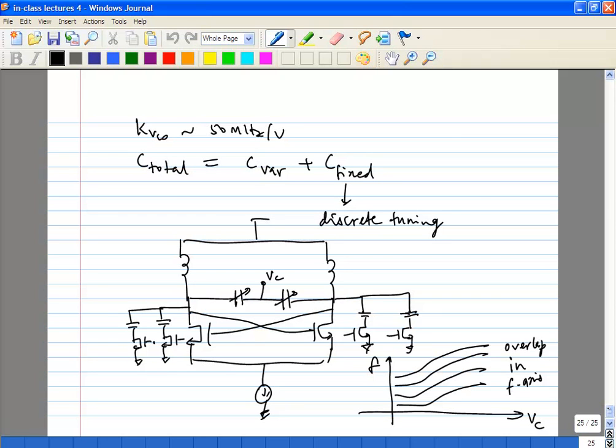Then you are going to split your total capacitance into a fixed capacitance and a variable capacitance. The fixed capacitance is going to be used for discrete tuning. The variable capacitance is going to consist of your varactor, which gives you analog tuning, and the fixed capacitance gives you digital tuning. So you will get a bunch of frequency versus control voltage curves, and you will need to make sure that there is enough overlap between successive discrete tuning steps.